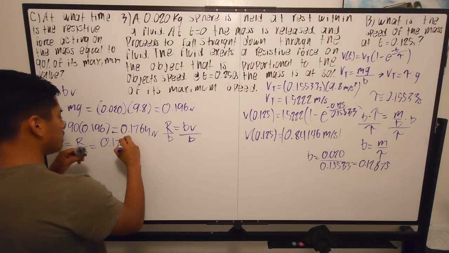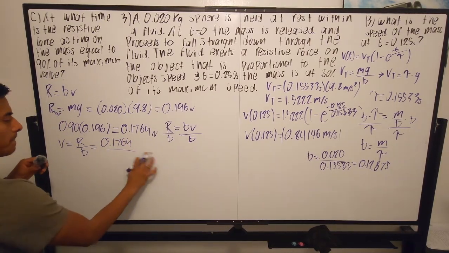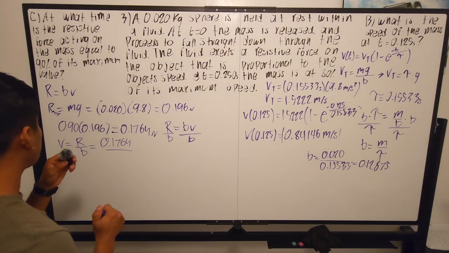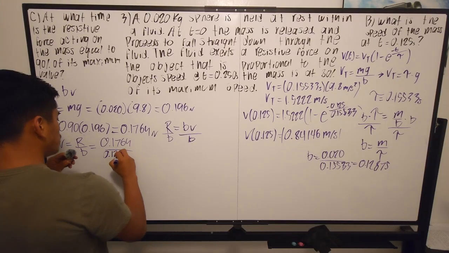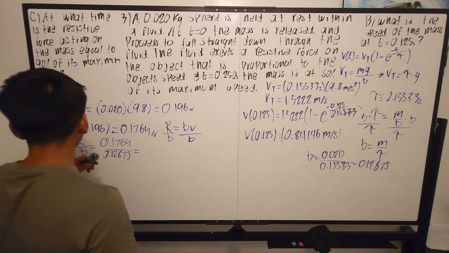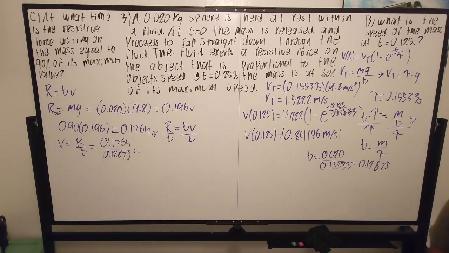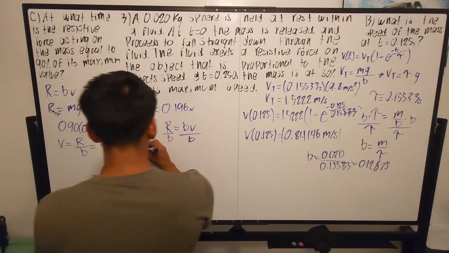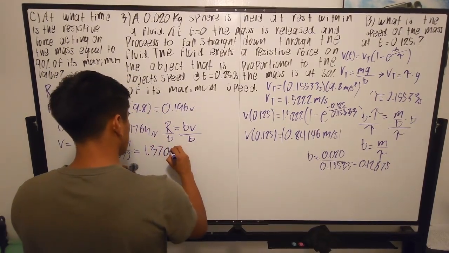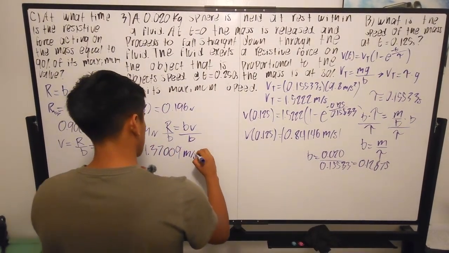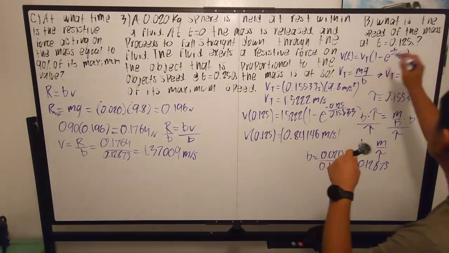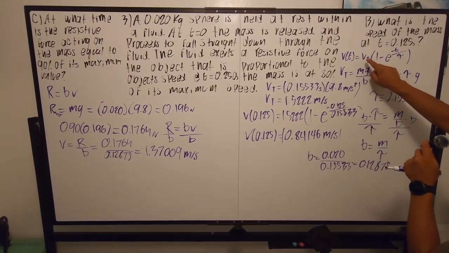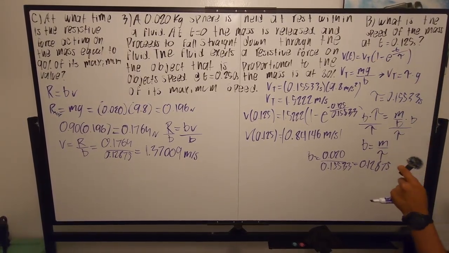So we have 0.1764 all over B, which we just found to be 0.12875, and that will get you a velocity of 1.37009 meters per second. Now we have the velocity. Now we can set the velocity equal to this equation right here, and we know everything here. We know Vt, we know tau, we just isolate for t.